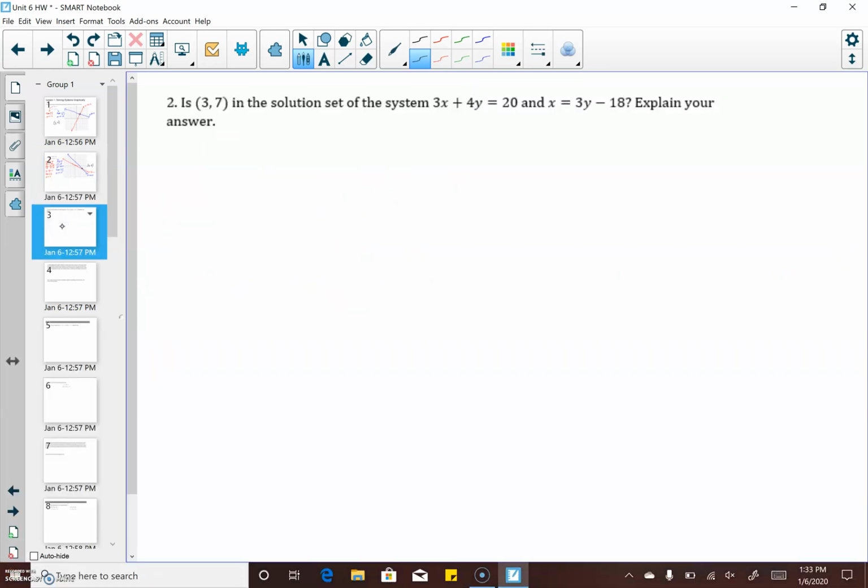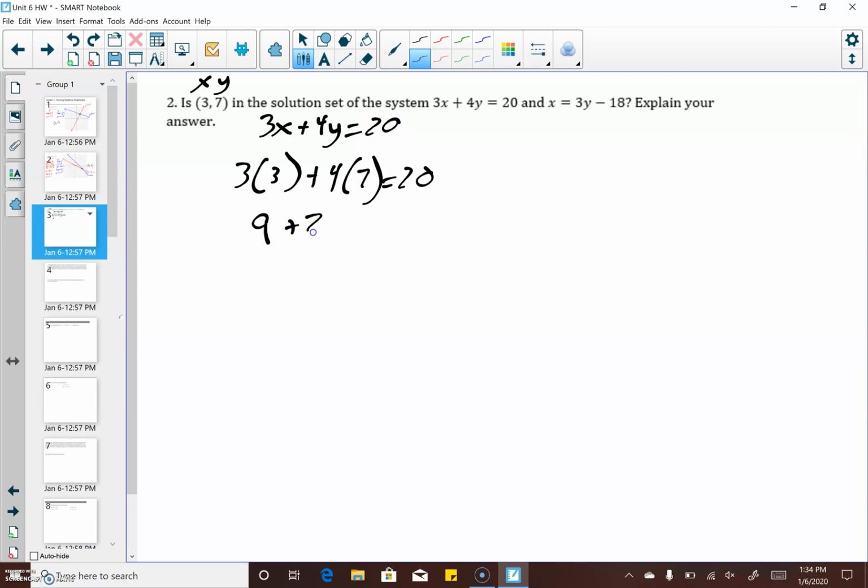For the third one, is (3, 7) a solution to the system 3x plus 4y equals 20 and x equals 3y minus 18? There's a couple different ways you can do it. The non-technology way would be to plug it in and just substitute. So our 3 is our x, our 7 is our y. So 3 times 3 plus 4 times 7 equals 20. So this is for our 3x plus 4y equals 20. 3 times 3 is 9, plus 4 times 7 is 28. 28 plus 9 gives us 37, and 37 does not equal 20.